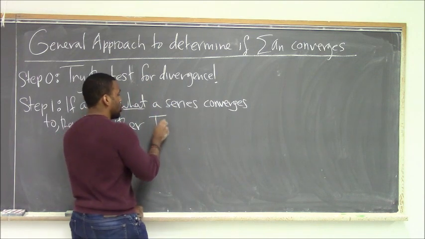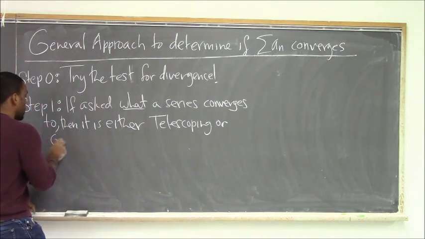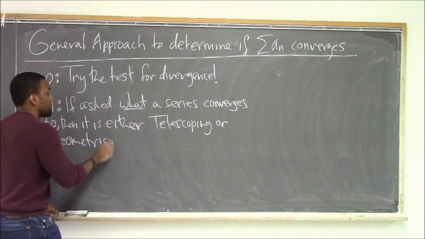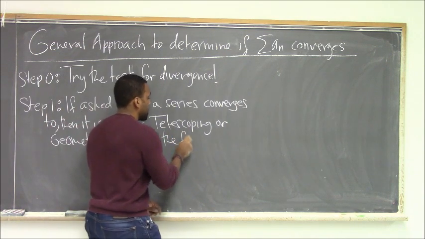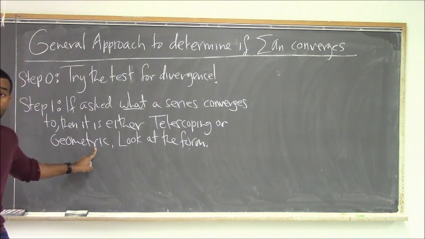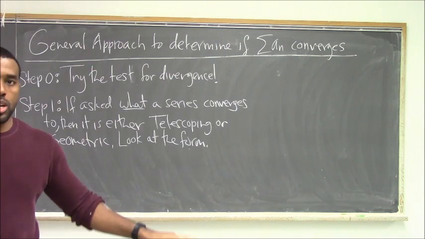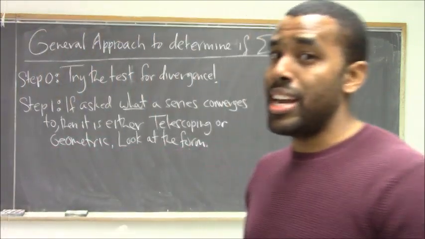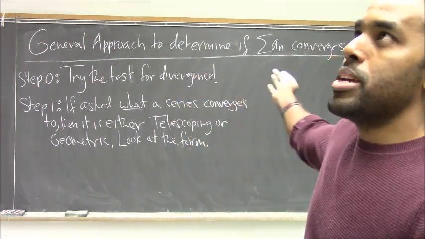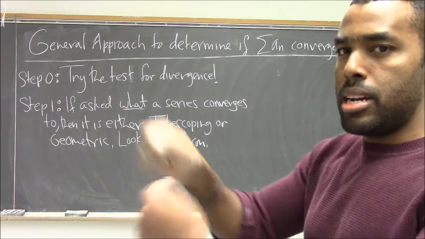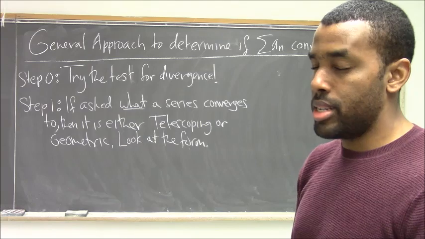It's either going to be telescoping, if I ask you this question, or it's going to be geometric. Look at the form. Geometric has a very specific form. I told you what that is. So you should notice if something is geometric or not. Now, if you notice that it is not geometric, and I ask you what specifically the series converges to, then you know it's telescoping. It's going to be like do partial fractions or something like that to break things up and cancel it. So sometimes just depending on how I ask the question can actually tell you a lot.